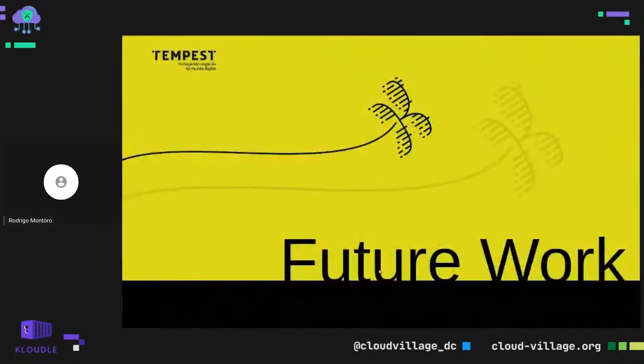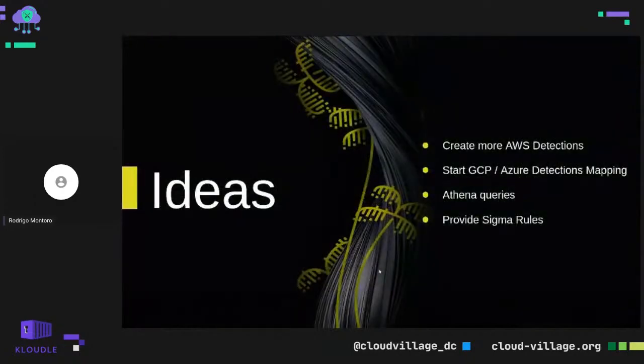That being said, for future work, we want to create more AWS detections. We are starting GCP and Azure mapping too, with more focus on AWS, maybe some Athena queries, and provide Sigma rules. That's something we have in mind, but that could change when it starts to work.